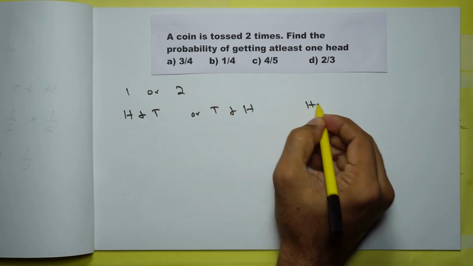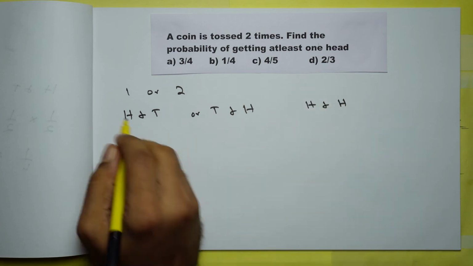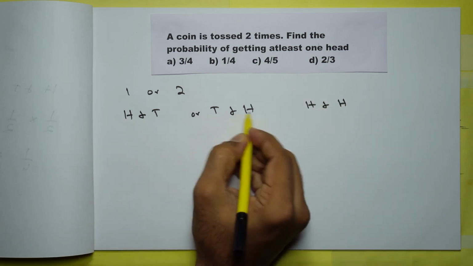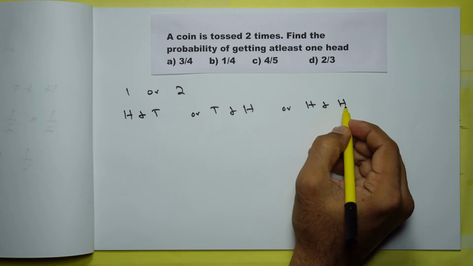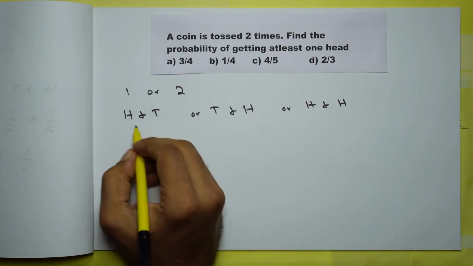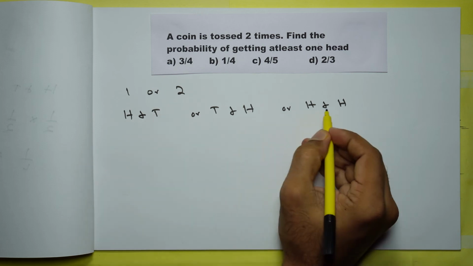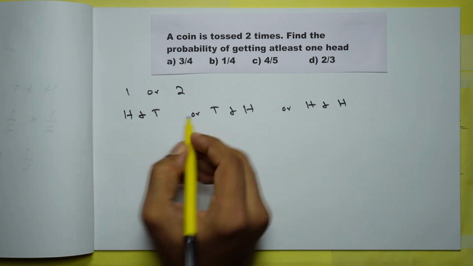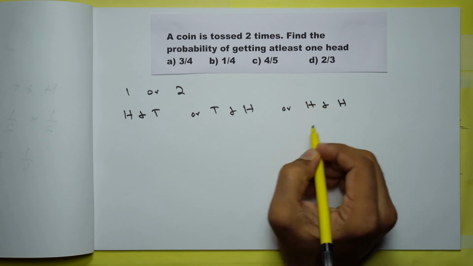That is, it can be head and head. So it can be like this or like this, or it can be like this. So these are the three possible outcomes. So we'll find out the probability of each and add it up. It can be head and tail, tail and head, or it can be head and head.